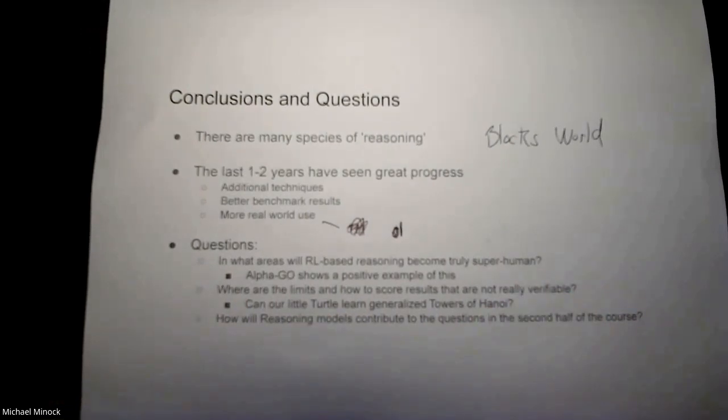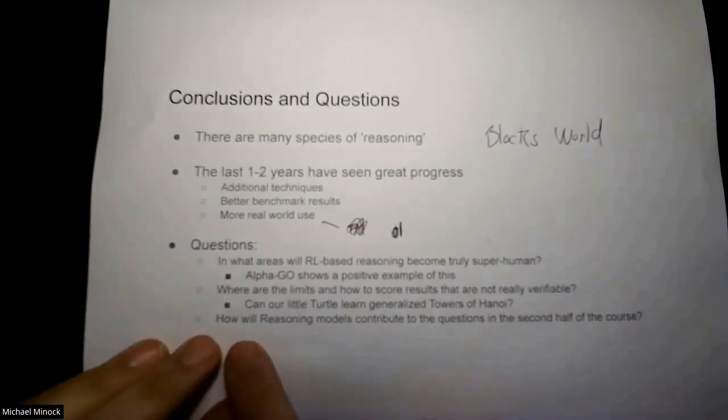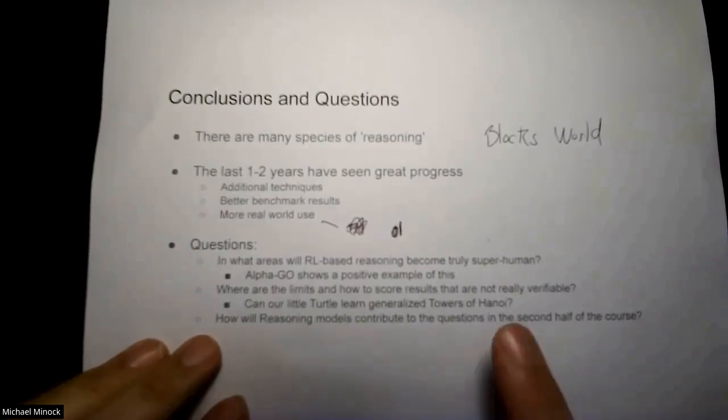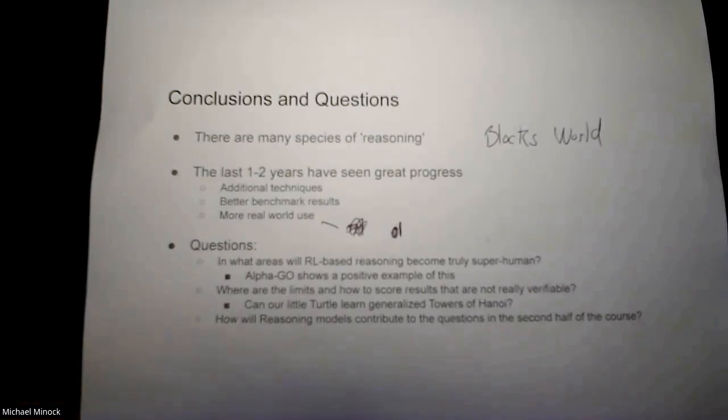And then of course, the central question, the one we will actually address at one level or another in the sequel of this course, by which I mean the second half of the course, is: how can reasoning models contribute to the questions in the second half of this course? Can we rig them up to help? I'm not sure how far we'll get without Turtle RL. We need Turtle RL to get anywhere.